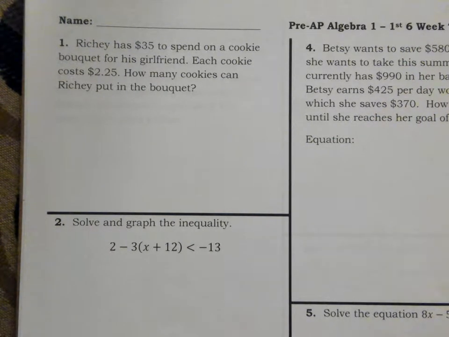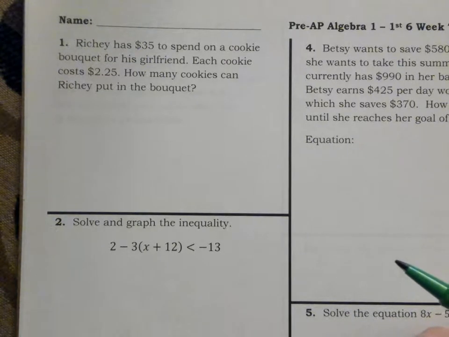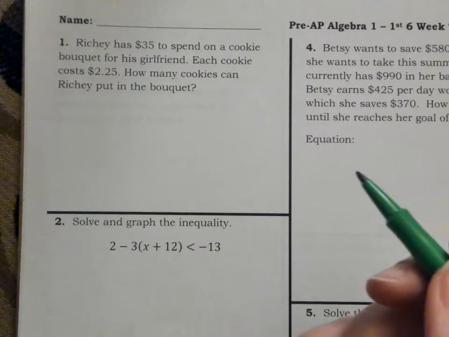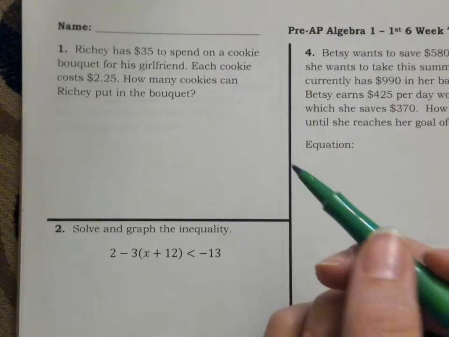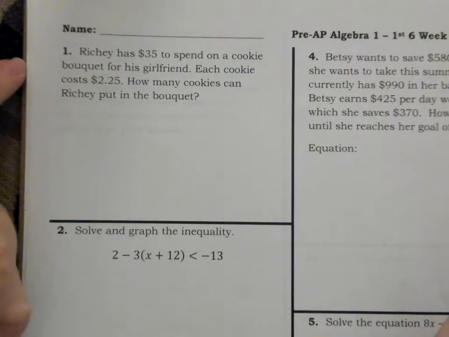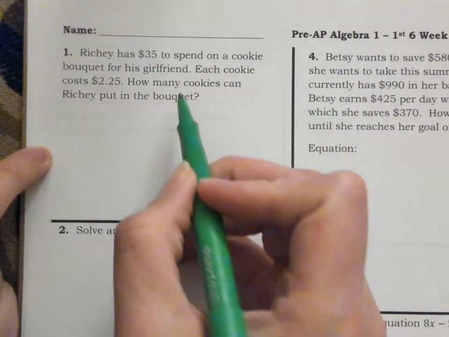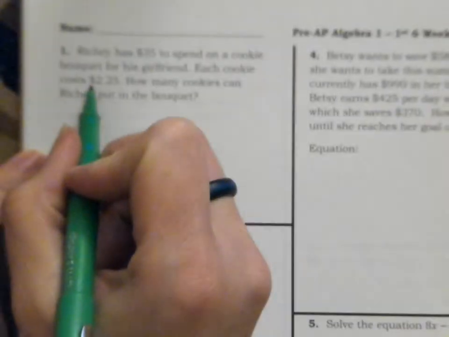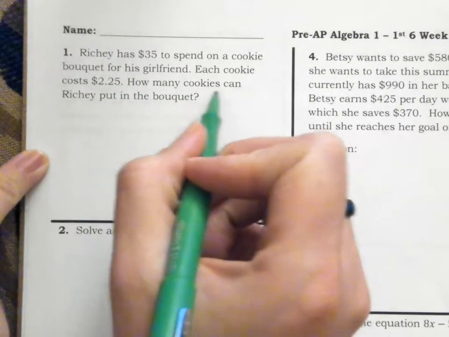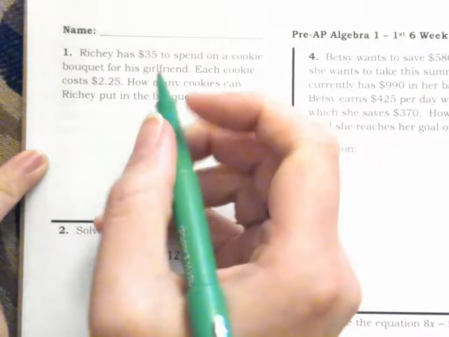All right, we're going to go over your review again, just like we did in class, and hopefully it will help you prepare for your test tomorrow. So number 1 says Richie has $35 to spend on a cookie bouquet for his girlfriend. Each cookie costs $2.25. How many cookies can Richie put in the bouquet?